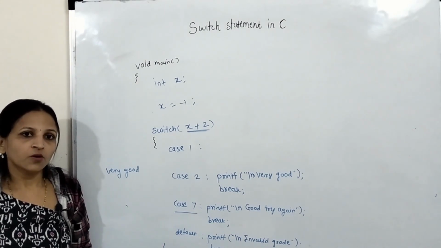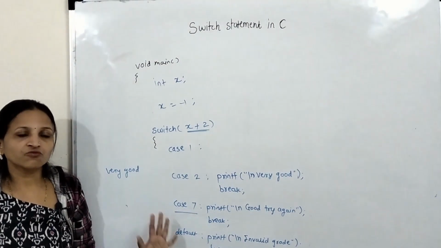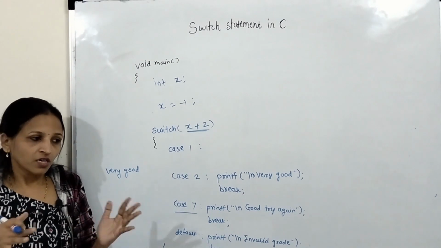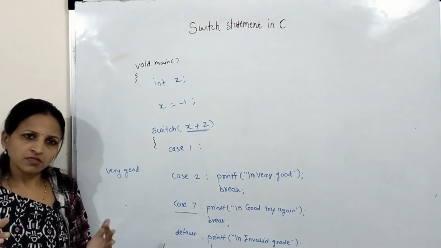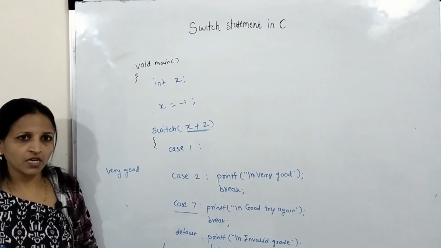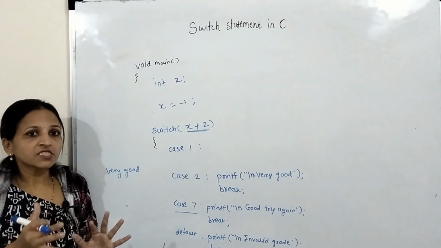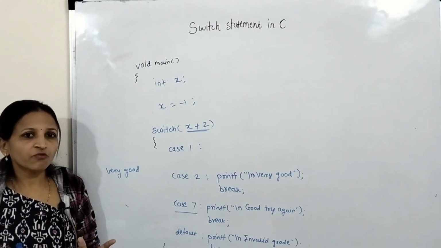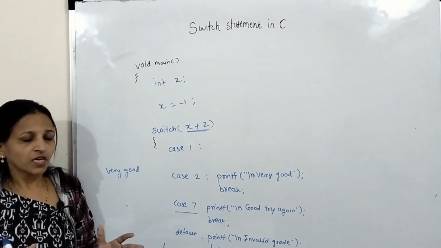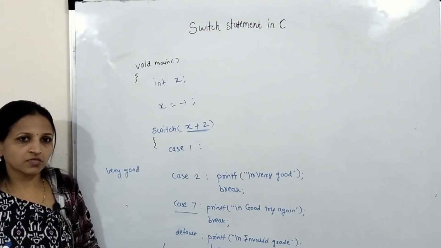Now what is the difference between the if else if ladder and this switch case? In the if else if ladder we can check for less than, greater than, anything. Not always equality will be there. In switch case we can only check for equality. The if else if ladder will be applicable for floating point values, means all data types, but this switch case is applicable only for integers and characters. Getting?